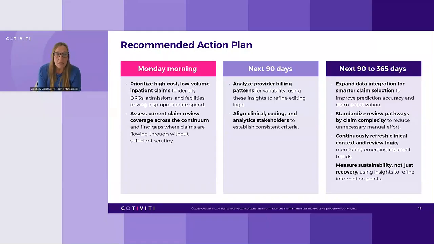In the next 90 days, create a unified inpatient risk strategy that leverages provider billing variability insights to optimize claim selection and strengthen your cross-functional alignment. Amy talked earlier about all the cross-functional alignment that drives success in a review program and drives sustainable payment integrity outcomes. Analyze your provider billing patterns for variability. Look for your outliers by DRG, by severity, by length of stay, and by diagnosis sequencing. Use these insights to refine your claim selection logic and reduce unnecessary provider abrasion.